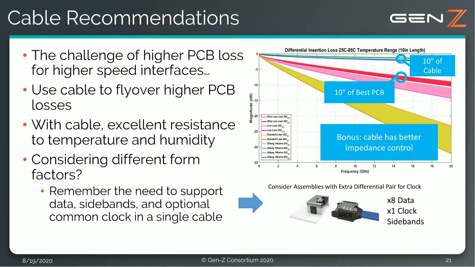The other item to highlight is the spread of the color. The yellow is a very wide range, and the pink is a wide range, and this is representing the sensitivity to temperature and humidity on the loss. So that's the variation spread. The cable has a very tight spread, or a low response to temperature and humidity, while the PCB can have a very large and variable response. So that's actually an added benefit and added bonus of cable.